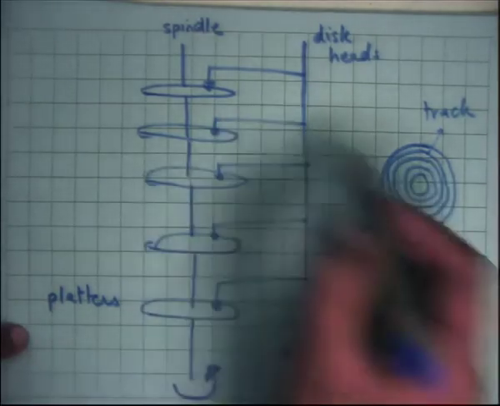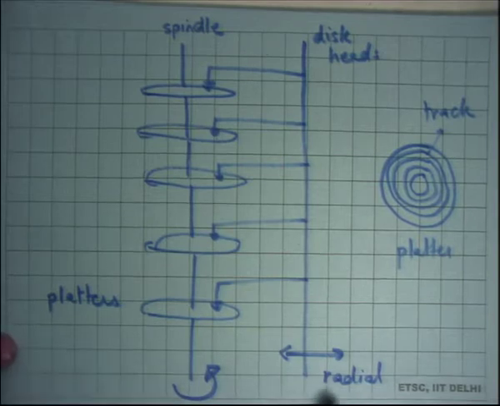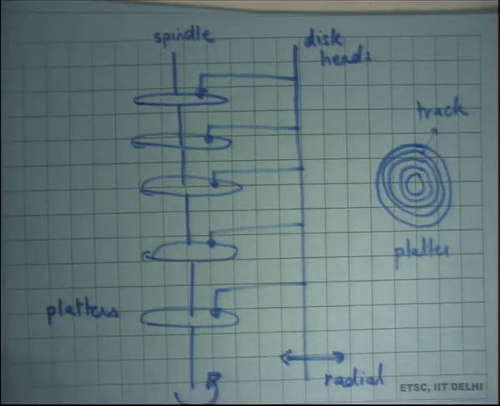So there are two mechanical movements that need to happen for you to access a disk block. The first movement is a radial movement of the disk head itself, and the second is the rotational movement, which is usually happening at a continuous speed of the spindle. Both these movements define how long it takes to access a disk block.